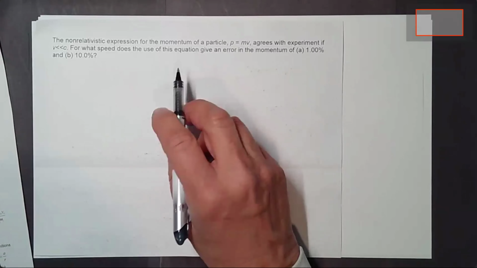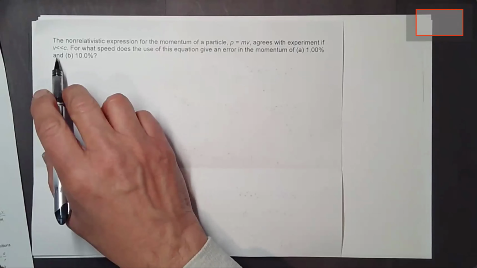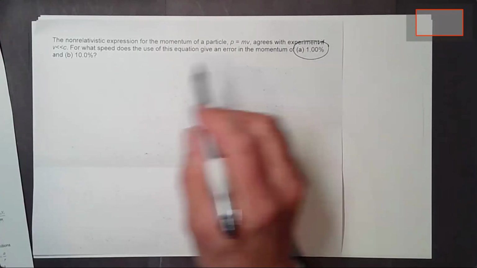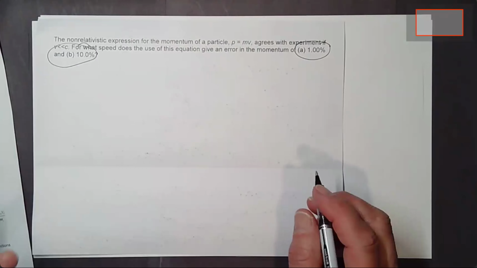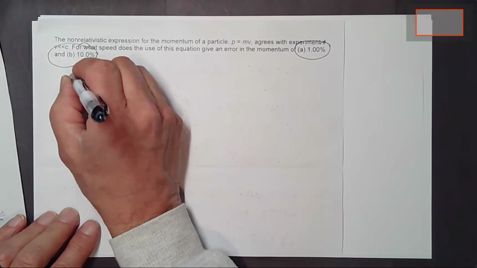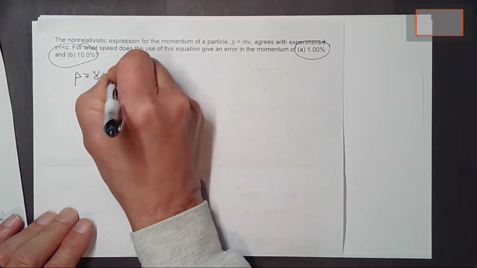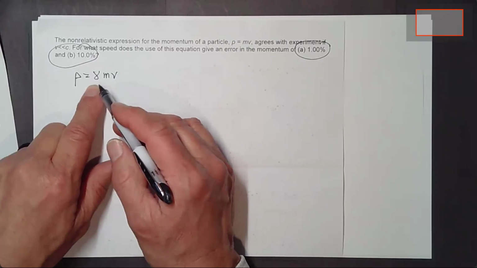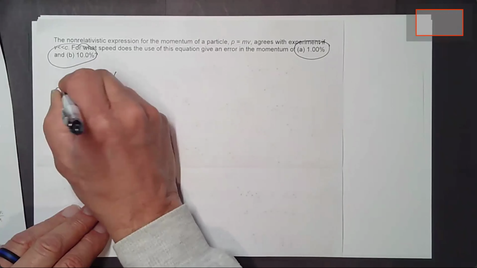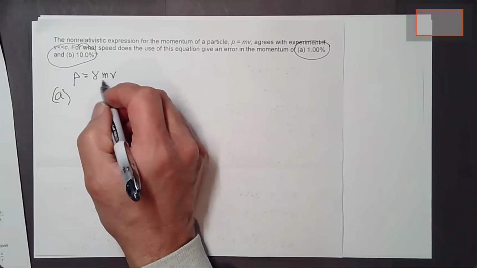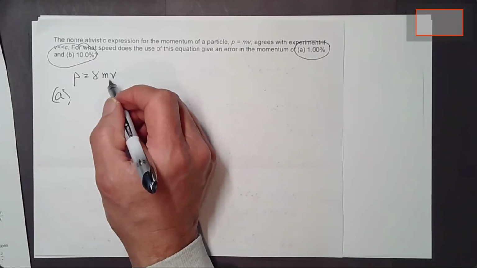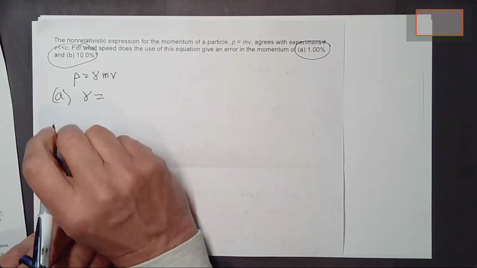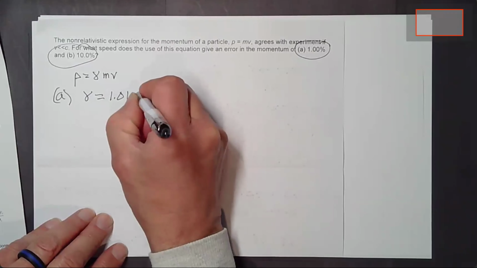Okay, the non-relativistic expression for the momentum of a particle agrees with experiment if v is much less than c, like for that baseball. For what speed does the use of this equation give an error of 1% and 10%? So really, because the relativistic expression is gamma mv, what we're actually asking is, when is gamma equal to 1.01 and when is gamma equal to 1.10? If it's 1.01, you'd have a 1% difference between the relativistic and the classical expression. And if gamma is equal to 1.10, you'd have a 10% difference between the two. So this is the question, when does gamma equal 1.01?